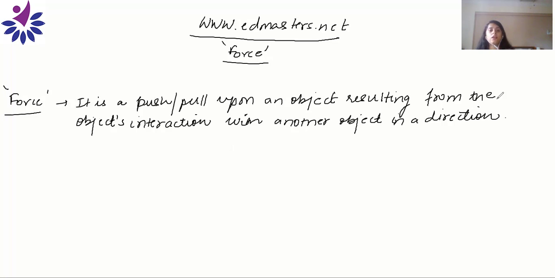So what is force? It is a push or a pull upon an object resulting from the object's interaction with another object in a direction. In this definition, I'm going to divide it into three parts. First is push, pull. Second is interaction. And third is direction. So in the end, you can easily understand what actually force is. We are going to go step by step, learning about each part and then summarizing in the end, so that we know very well what force is.